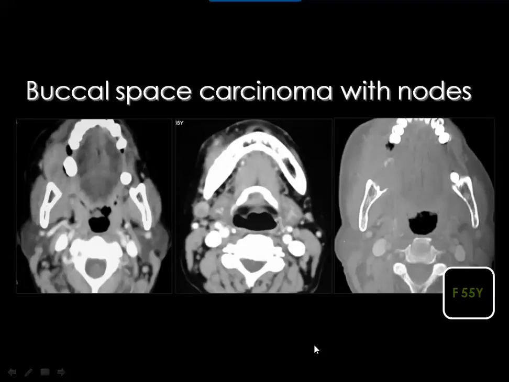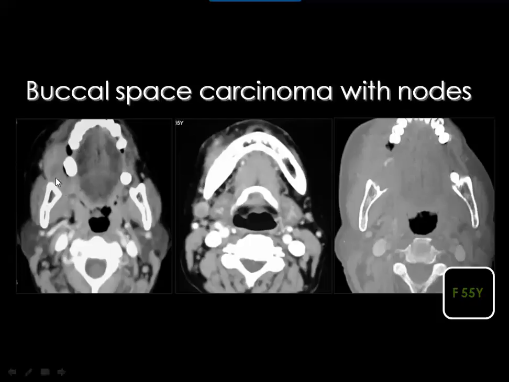confinement of the mandible. Then here you remember the buccal space, which is the space outside the alveolar margin, where the duct of the parotid gland usually passes outside the masseter muscle, then in the buccal space to enter the oral cavity opposite the second upper molar tooth.